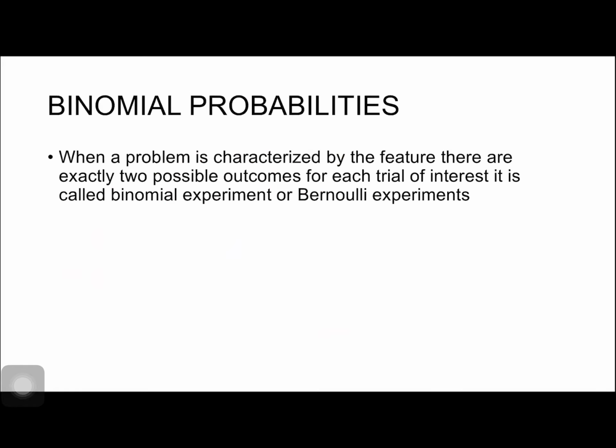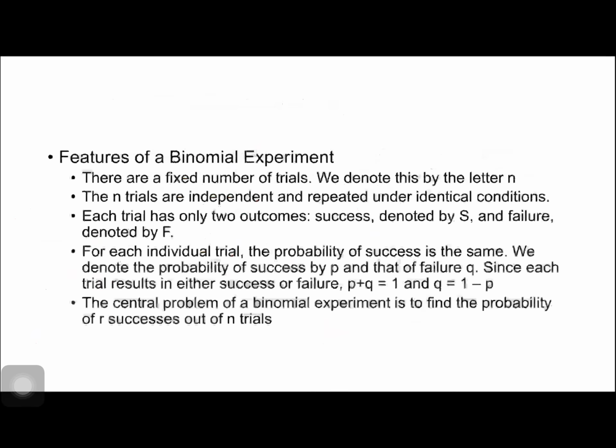Next is binomial probabilities. So when a problem is characterized by the feature that there are exactly 2 possible outcomes for each trial of interest, it is called a binomial experiment or Bernoulli experiment. For the features of a binomial experiment, there is a fixed number of trials. We denote this by letter N. The N trials are independent and repeated under identical conditions.